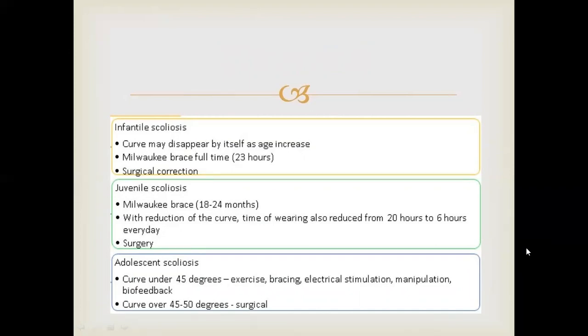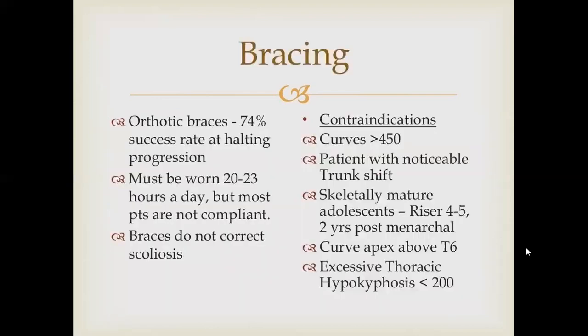Adolescent scoliosis with a curve under 45 degrees is treated with exercise, bracing, electrical stimulation, manipulation, and biofeedback. Curves over 45 to 50 degrees require surgery. Bracing: orthotic bracing has a 64% to 74% success rate at halting progression. It must be worn 20 to 23 hours a day, but most patients are not compliant. Braces do not correct scoliosis.